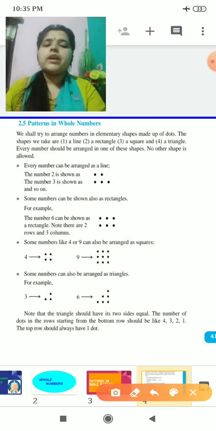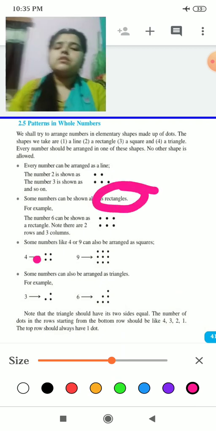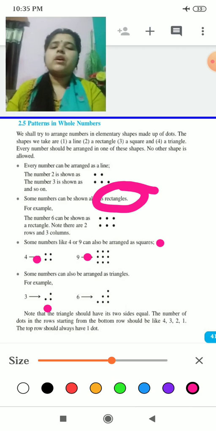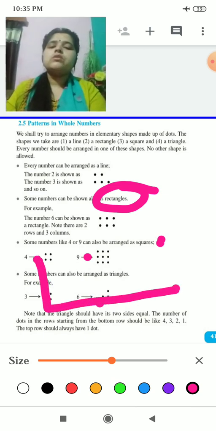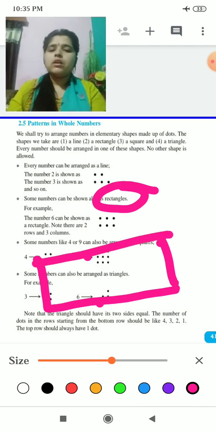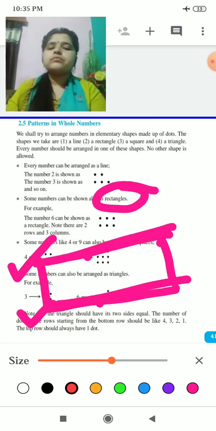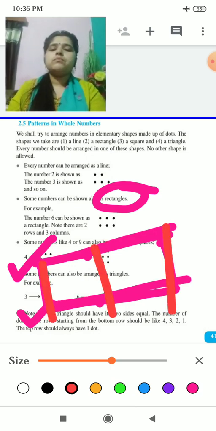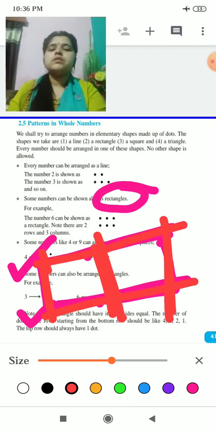Coming to our next shape, that is the shape of a rectangle. See, this is 6: 3 dots, then 4, 5, 6. By joining all these dots, we get the shape of a rectangle. The rectangle has 2 rows. These are called rows and these are called columns. The rectangle has 2 horizontal sides and 3 vertical sides. You can say it has 2 rows and 3 columns.